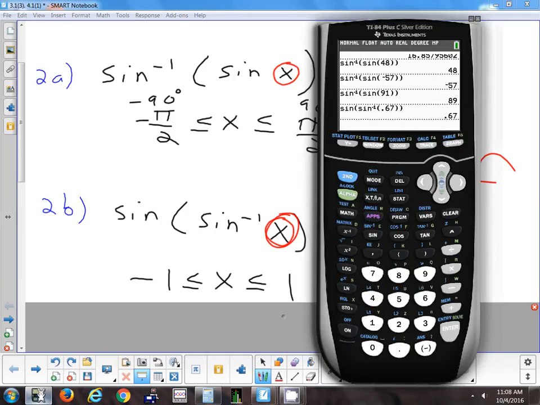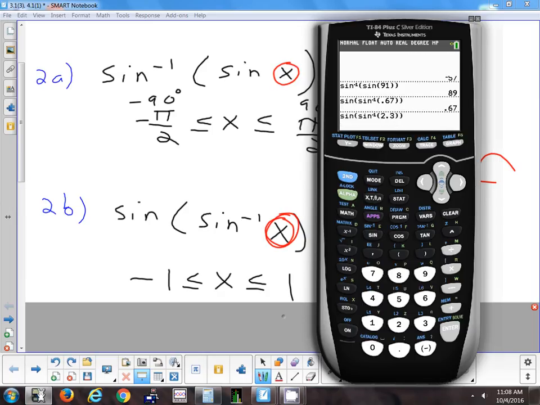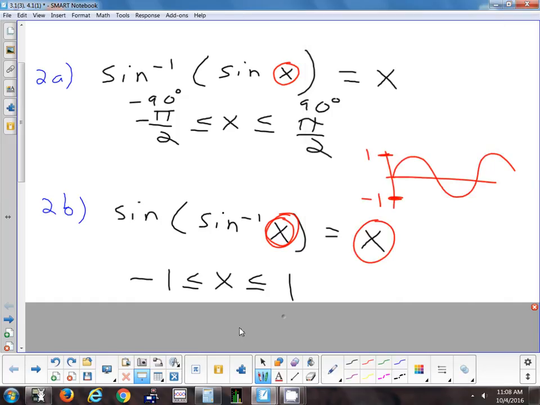John, can you give me a number not between -1 and 1? 2.3? Yeah. Now, when I hit enter, this time, I don't even get back something different. The calculator says I can't even do it. So this formula does not work if you pick a number bigger than 1 or smaller than -1. So any questions on when this formula works?